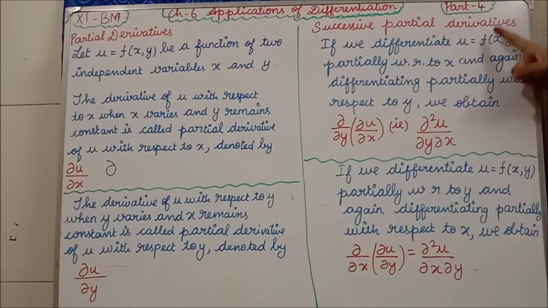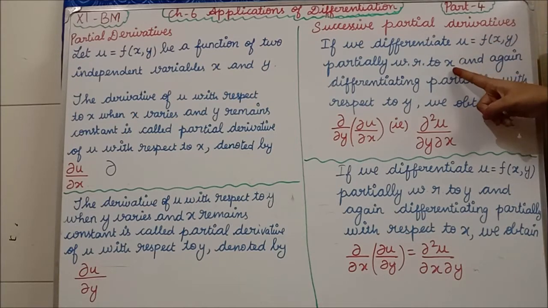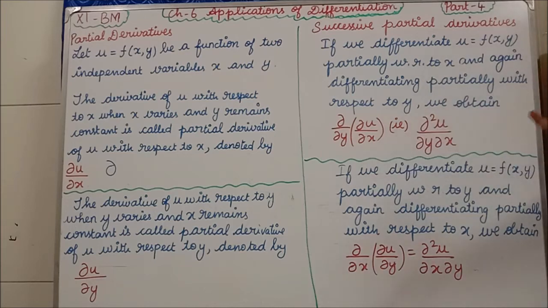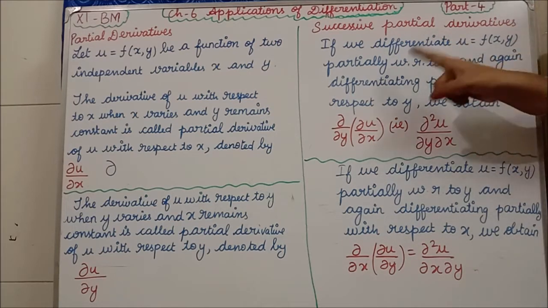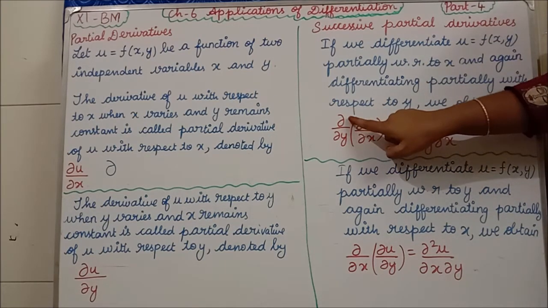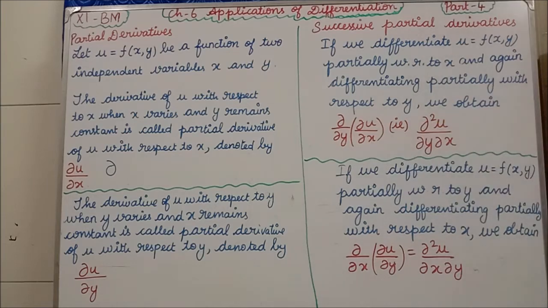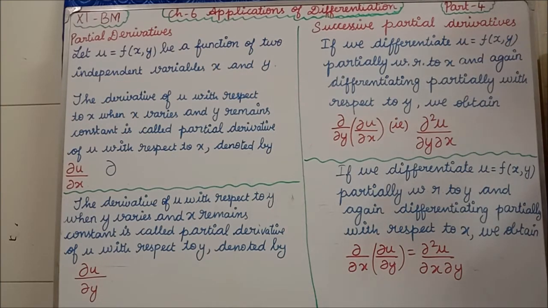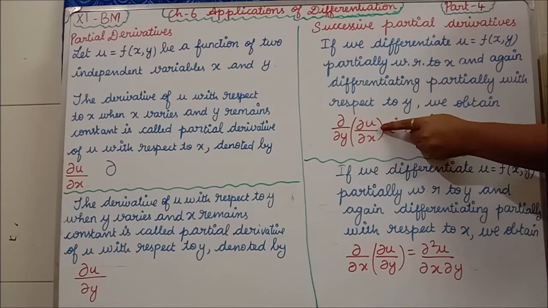When you are differentiating the u function with respect to x, what do you have to write? Dou u by dou x you have to write. And again differentiating partially with respect to y. So see, outside we have differentiating dou by dou y. Clear? The u function first we are differentiating with respect to x, so I have written here dou u by dou x.